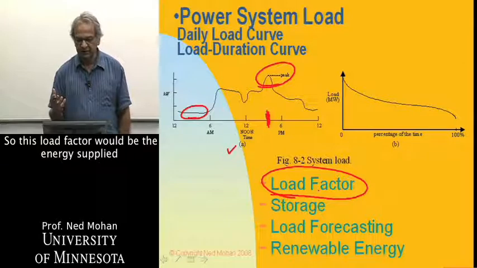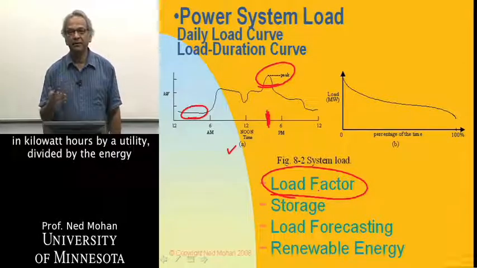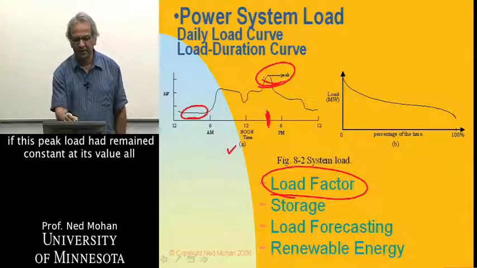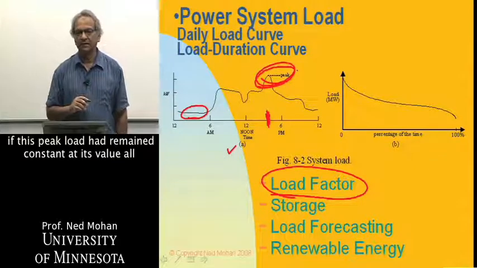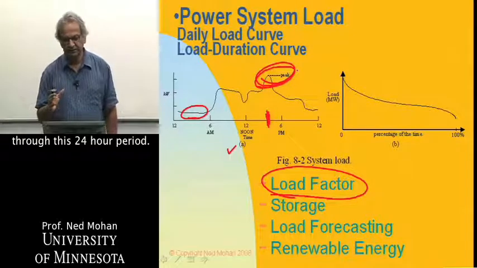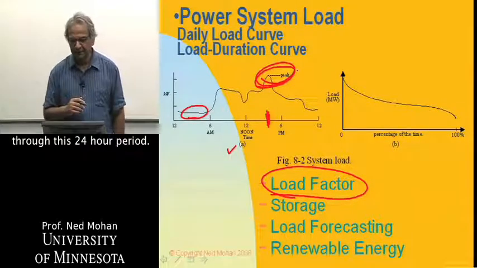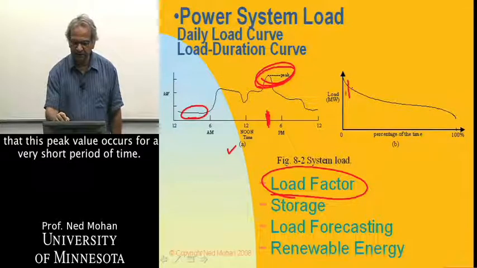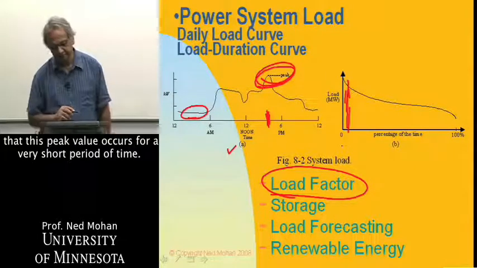So this load factor would be the energy supplied in kilowatt hours by a utility divided by the energy that this utility would have supplied if this peak load had remained constant at its value all through this 24-hour period. So there are many ways, and you can see this in this load duration curve also, that this peak value occurs for a very short period of time.